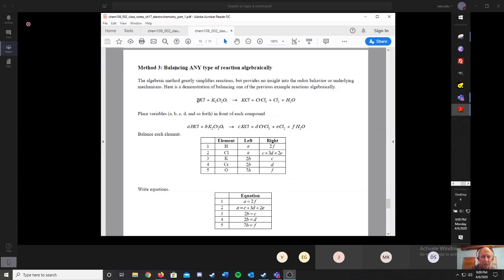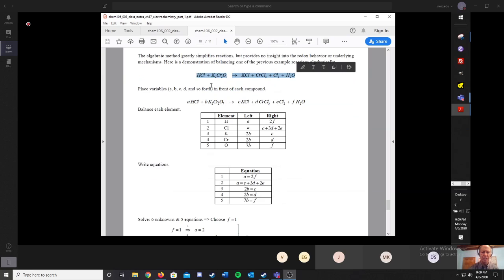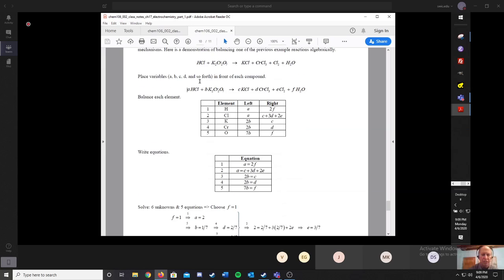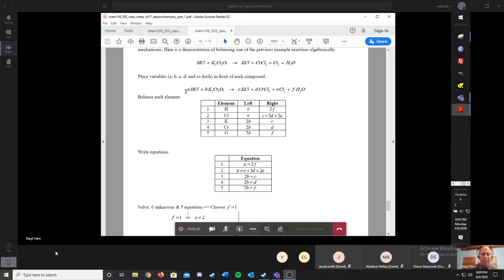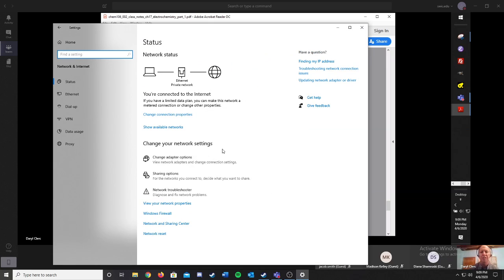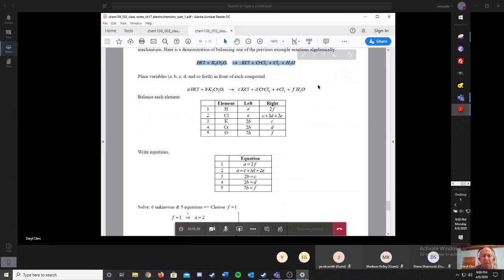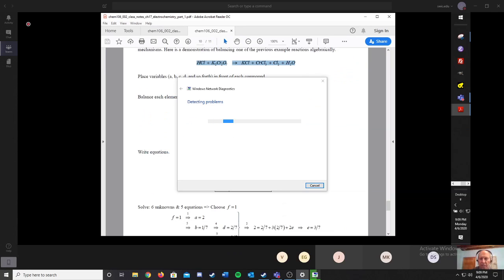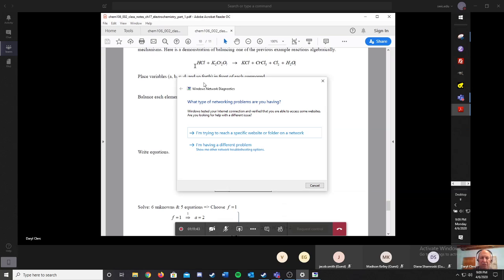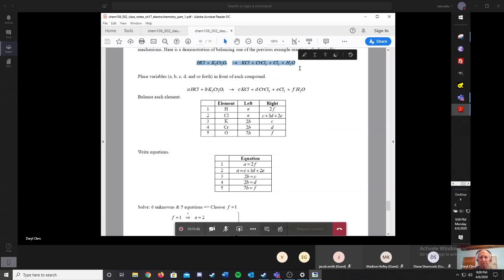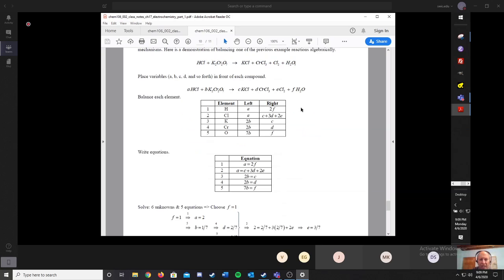So for example, if we had this reaction, which is unbalanced, and we needed to balance it, we would put variables in front of each substance, A, B, C, D, E, and F in this example. And this is the same example that was used at the top of this document. The oxidation number change method had the same example as this one. So we can balance that same reaction using the algebraic method.